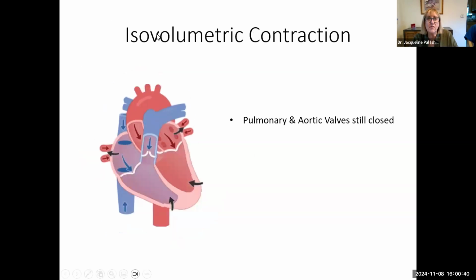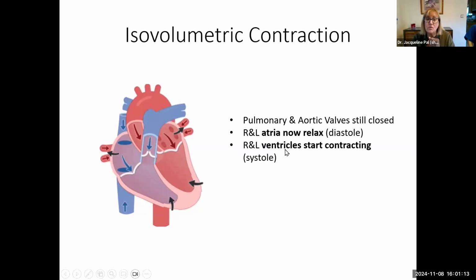This is going to be followed by a phase known as isovolumetric contraction. What this means, just looking at the term, is contraction without a change in volume. Okay, so once again, the pulmonary and aortic valves are still closed. Remember, the previous phase was when the atria contracted. They were in systole. Now they're back in diastole. And what is going to be contracting now are the ventricles.